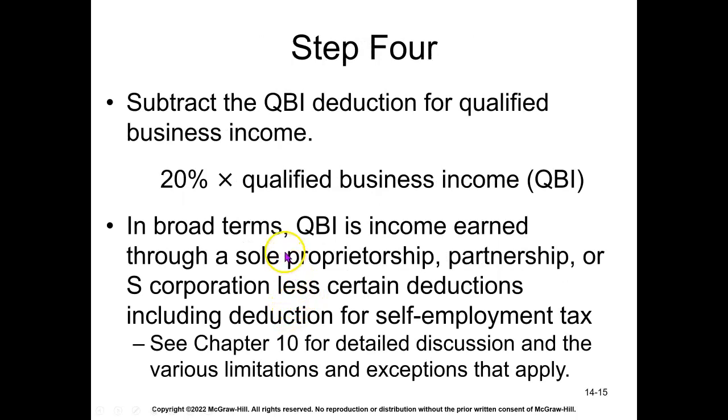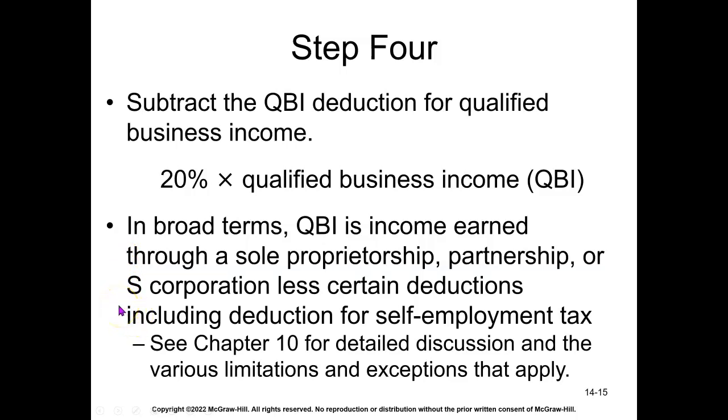Okay, so then in step 4, it says subtract the qualified business income deduction. So obviously not everybody's going to be able to take this. But if you had qualified business income, 20% is going to be given to you as a credit, or I should say as a deduction. So in broad terms, your QBI is income earned through a sole proprietorship, partnership, or S corporation less certain deductions, including the deduction for self-employment tax.